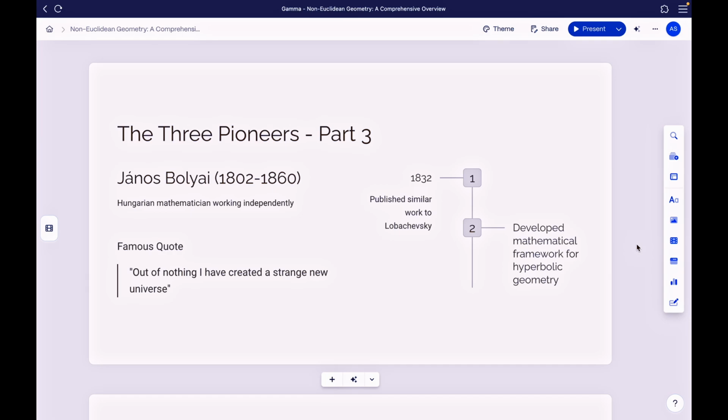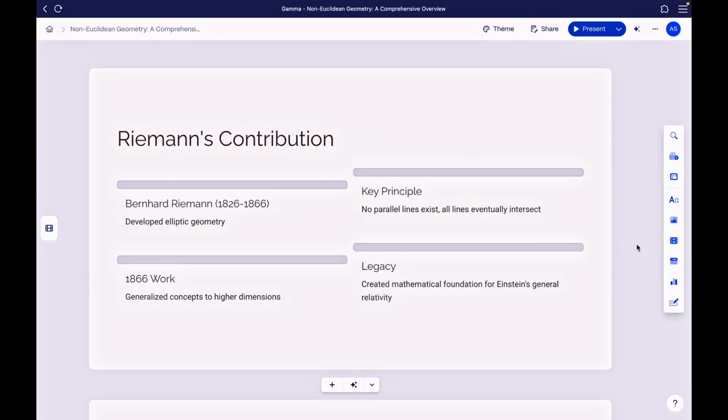And he actually developed a mathematical framework for hyperbolic geometry, which is basically one of the two non-Euclidean geometries that is covered. Riemann's contribution: there was a mathematician called Bernhard Riemann. You might know him for the Riemann hypothesis, which is a pretty pop science or sci-fi type of topic, but it is a real problem to prove the Riemann hypothesis. And he also discovered elliptic geometry.